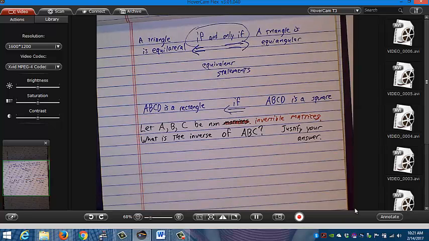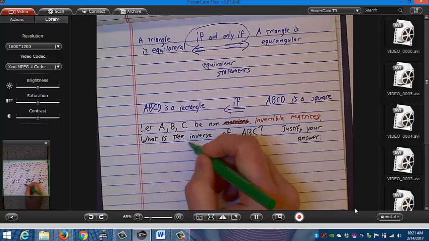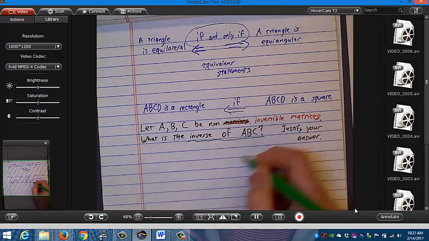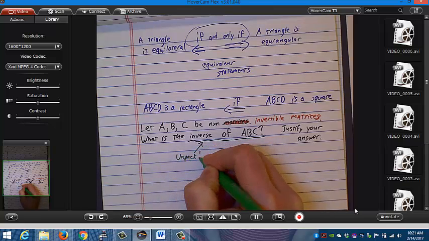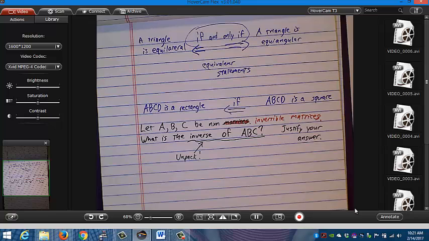Now, how does this work? Well, ABC, when I say it has an inverse, what does that mean? Well, you know what I'm doing right now? I'm unpacking. Remember that phrase I used? I want to unpack this phrase here. So what does that mean? The inverse of ABC.